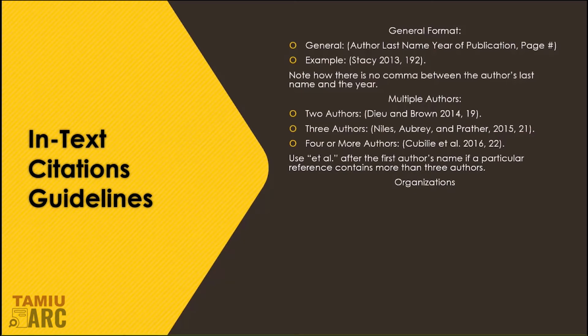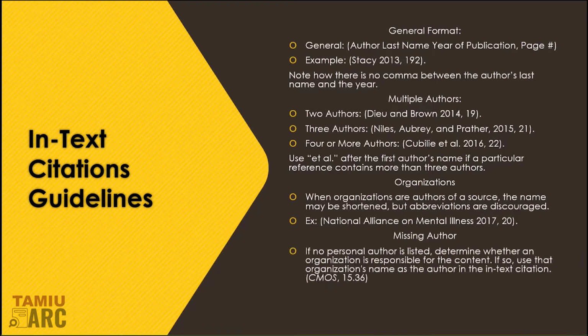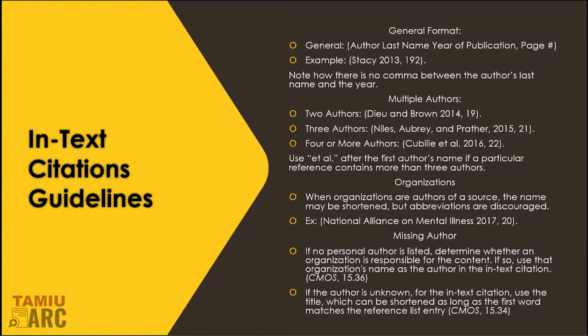Organizations may also be used in place of an author's name, although abbreviations are discouraged. If author information is missing or unlisted, determine if an organization can be used instead. If no organization can be used, the title of the work can be used instead. The title of a work as a citation name can even be shortened, as long as the first word matches the reference list entry. Here are some more examples of in-text citations.